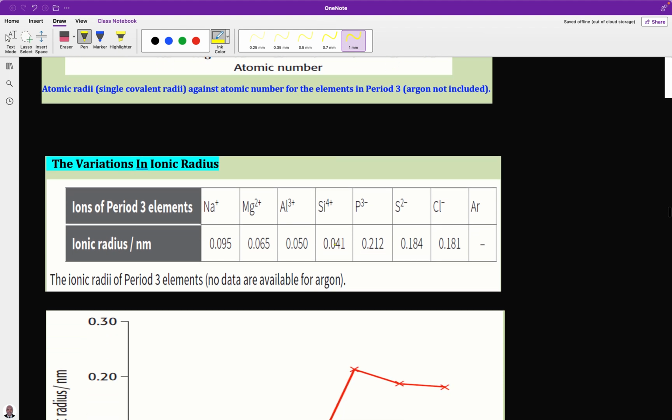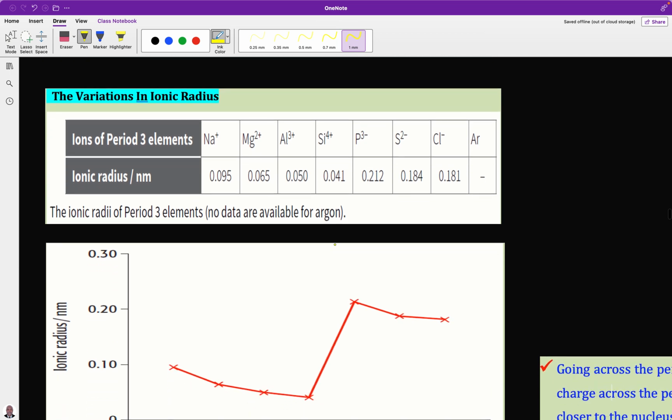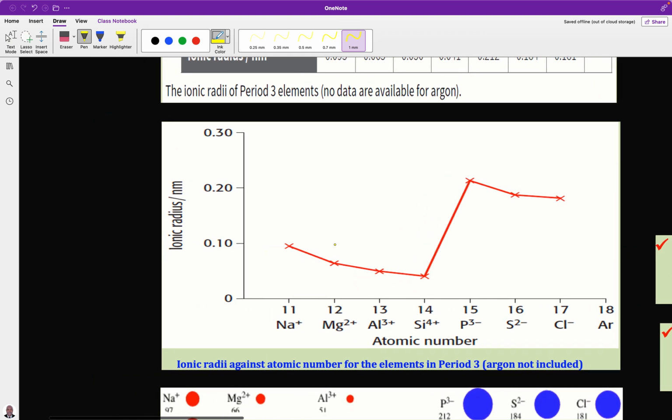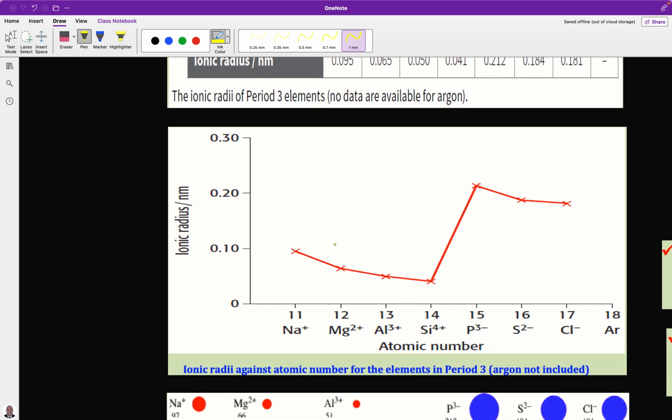So we have sodium ion, magnesium ion, aluminum, silicon, phosphorus anion, sulfur, chloride, and the noble gas argon. So you see that there is a consistent decrease in the ionic radius. The reasons are simple. Look at the graph here very well.